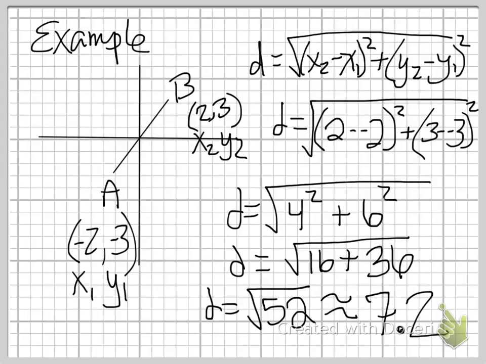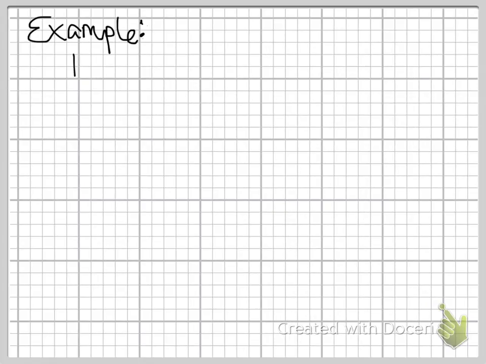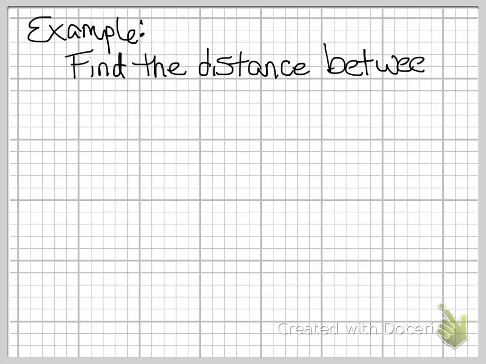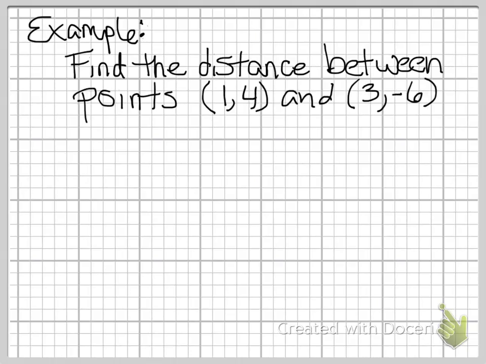Okay, so 2 minus -2 squared plus 3 minus -3 squared. That gives you 4 squared plus 6 squared, which is 16 plus 36, which is 52. You take the square root of that, and you get approximately 7.2. Okay, here's another example. This time you're not going to be given a picture. You're going to just be given the words. And you'll see this maybe on the M step, or definitely when you get to Algebra 1. It'll say find the distance between 2 points, and say 1, 4, and 3, -6.